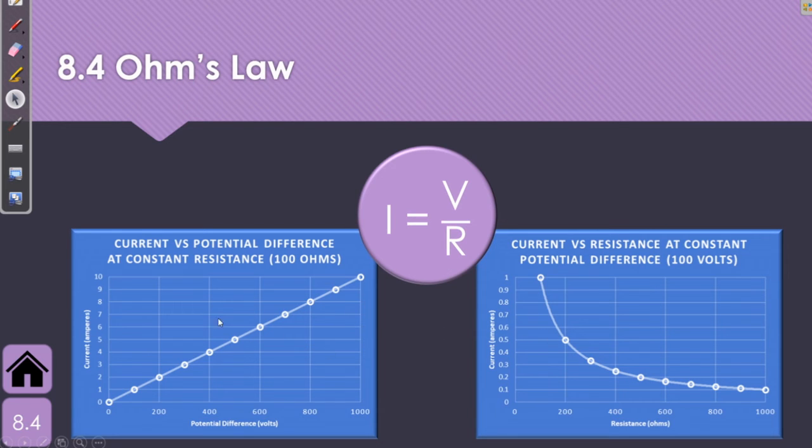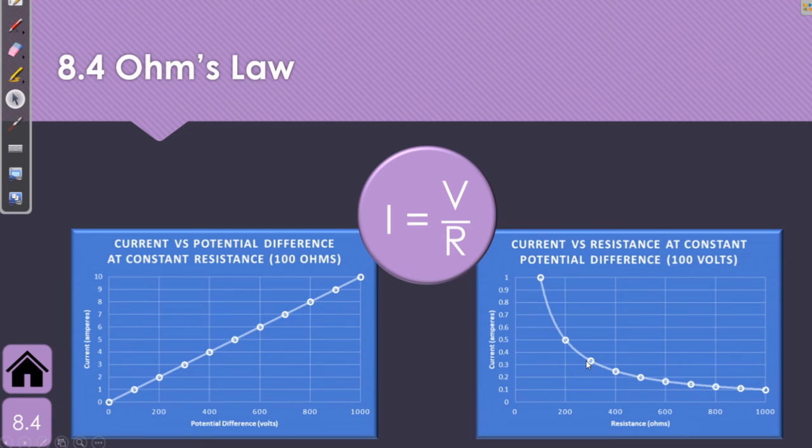These two graphs show the relationship in visual terms. If you keep the resistance constant and slowly increase the voltage, then the current will also increase in a linear fashion, which means if you double the voltage, then you will also double the current, as long as the resistance stays the same. However, if you keep the voltage the same and slowly increase the resistance, then the current will decrease. If you double the resistance, then the current decreases by 1/2.